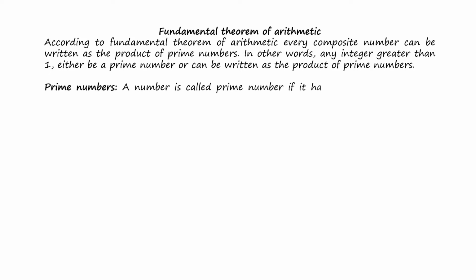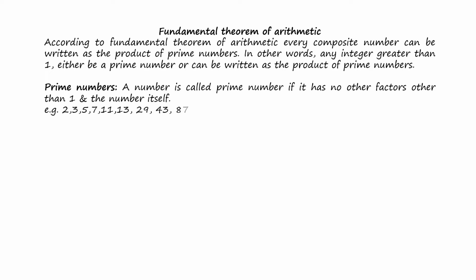Prime numbers. A number is called prime if it has no other factors other than 1 and the number itself. For example, 2, 3, 5, 7, 11, 13, 29, 43, 87, etc. See, all these numbers have no other factors other than the number itself and 1. Neither 5 nor 13 nor 29 can be divided by any other numbers.